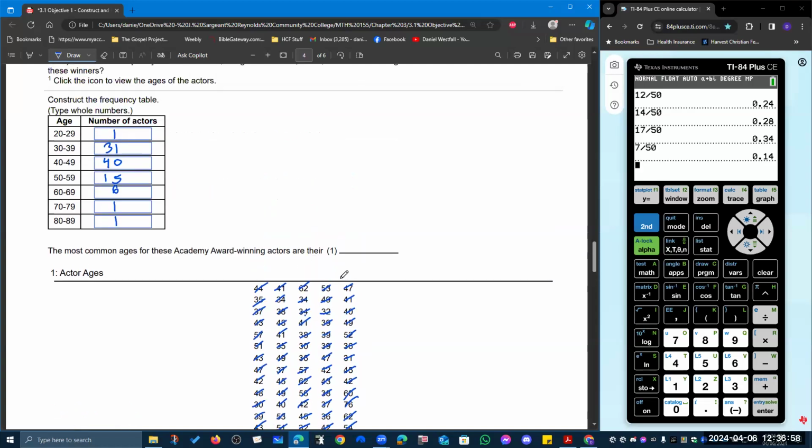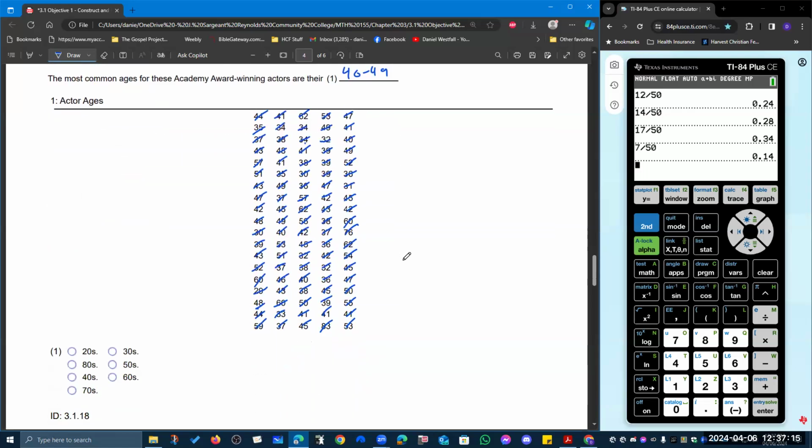All right. And the most common age for Academy Award winning actors is 40 to 49. So they're 40s.